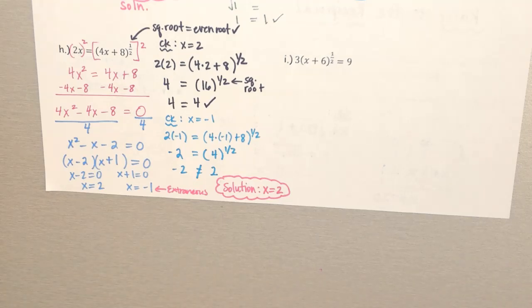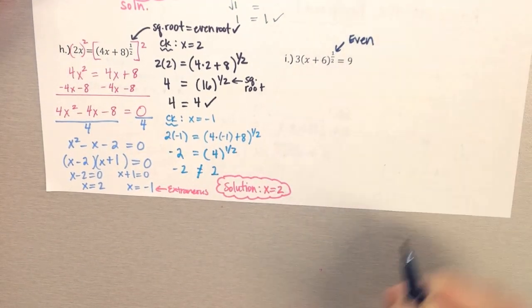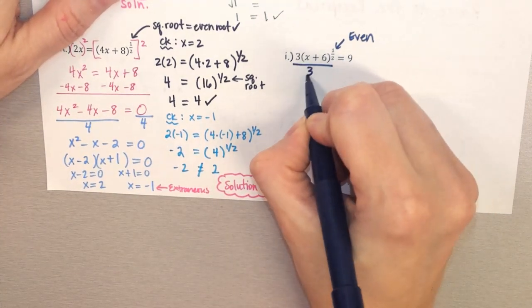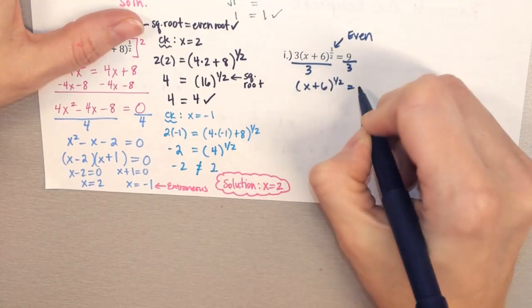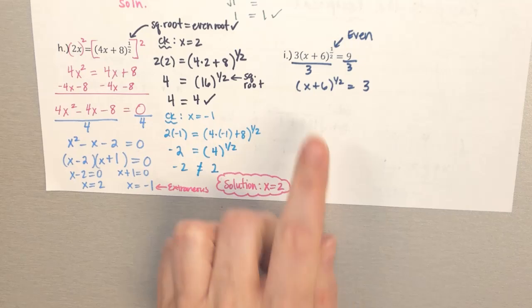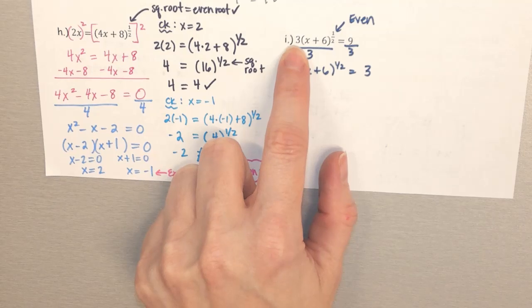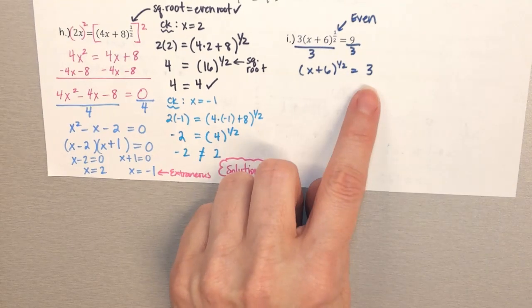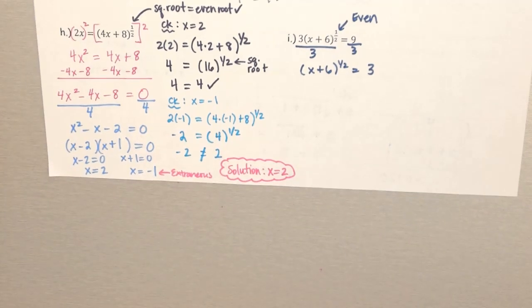Okay, for part I, again, we have an even root, and there's 2 ways that you can do this. If there's a number in front that is multiplied, you can divide both sides by 3 to start. Or I know some of you have already tried this on your own. If you squared both of them to start, you could also do that, but you'd have to make sure you squared the 3. So it would be 9 times x plus 6 equals 81, and then you divide by the 9. Okay, so there is more than one way to do that.